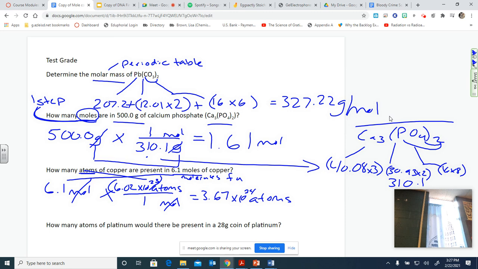Remember when y'all took that quiz? Only two people actually put in the times 10 to the something. If it says times 10 to something in here, that's a part. That's the answer. Put it in there. So it's 3.67 times 10 to the 24th.